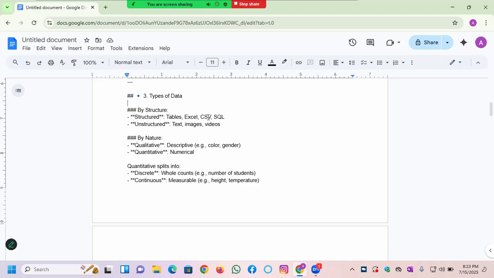We have Excel, we have CSV. What's the full meaning of this CSV? I think that's comma separated file or thereabouts. Yes, comma. We are still going to use CSV files as we go. Then we have SQL data, right? That is structured query language, the full meaning of SQL. So those are examples of structured data. Now we have unstructured data such as text, images, and videos.